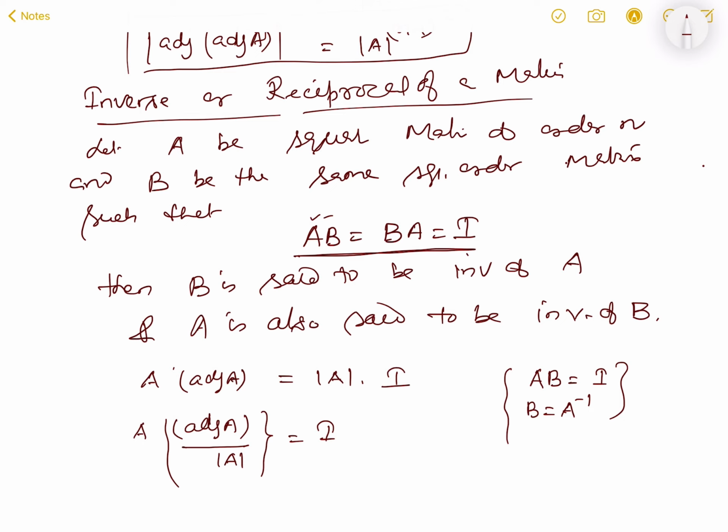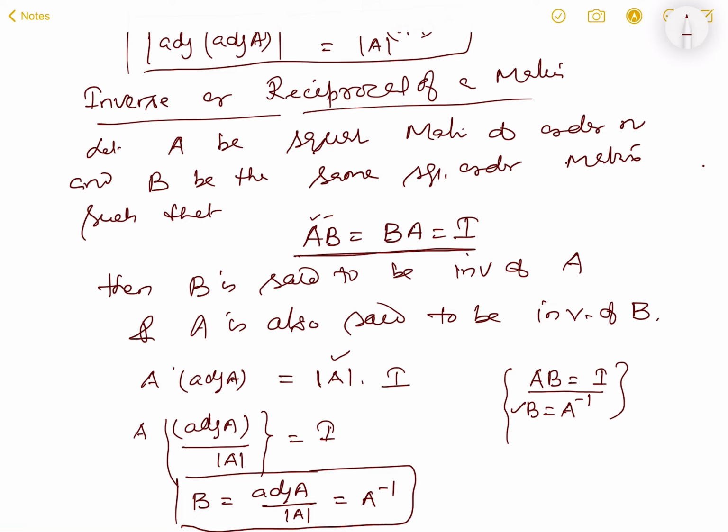How it can be done? Because it's a numeric number, so we can divide. This is not matrix. Determinant A is a numeric number. You can better understand. So this can be written as A into adjoint A over determinant A is equal to I. When you compare with this relation, A into B is equal to I. This is A, this is B into I. So what is B? B is equal to adjoint A over determinant A. And what is B? B is A inverse. So this is the definition or formula, we can say that, of A inverse.